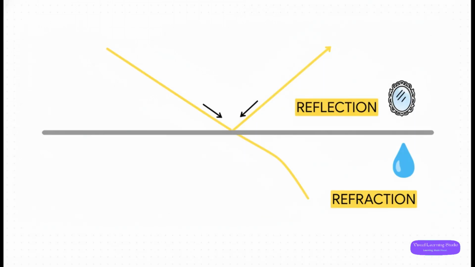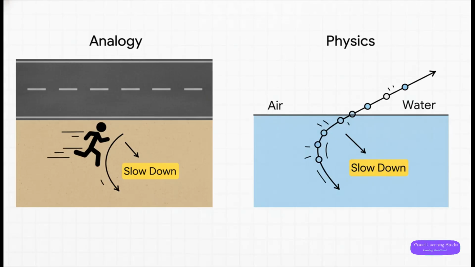So, if light's default setting is perfectly straight, when does that ever change? Well, only when it runs into something. And when it hits a new surface, it basically has two choices. It can either bounce off, which we call reflection, or it can pass through it and bend, and that we call refraction.